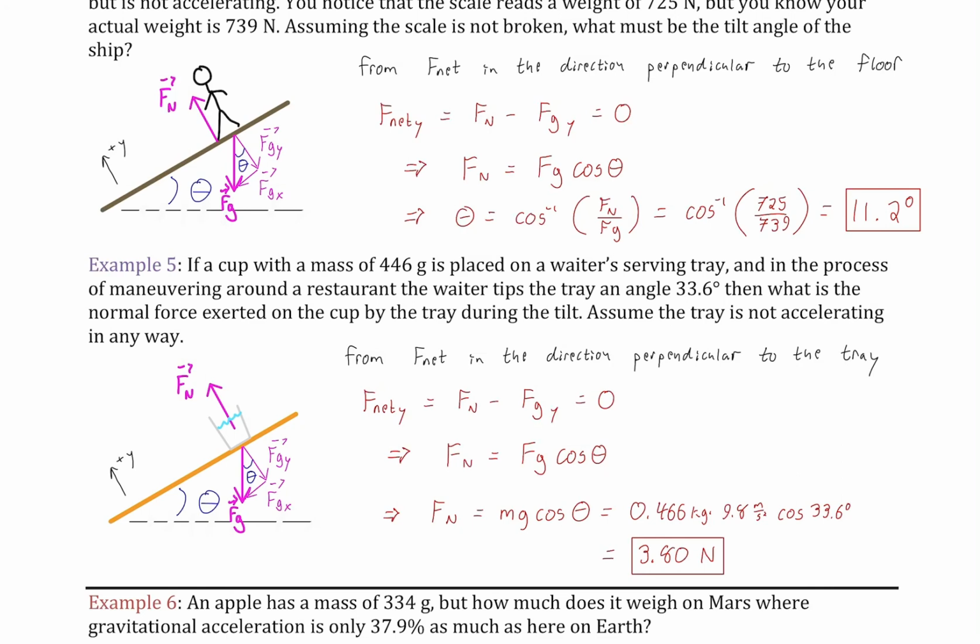And how much would the cup have weighed if the tray was level? Well, it would have weighed just mg, just this part. So it would have weighed about 4.5 grams. No, 4.5 newtons, excuse me. But it's lighter because it's tilted.